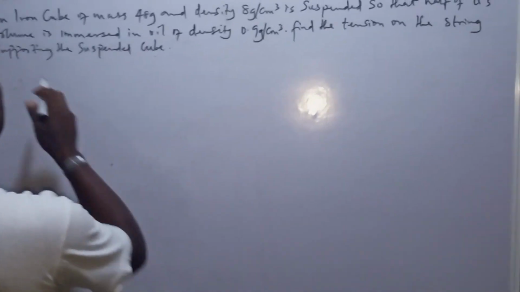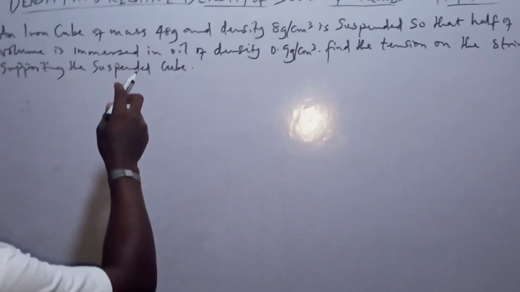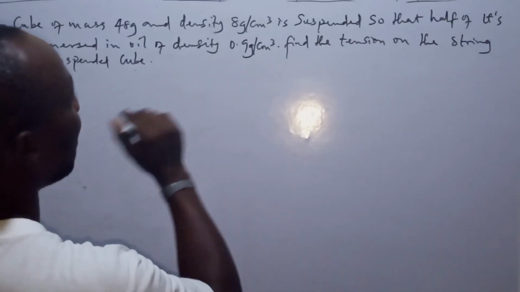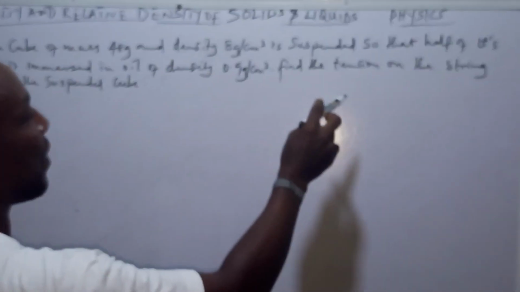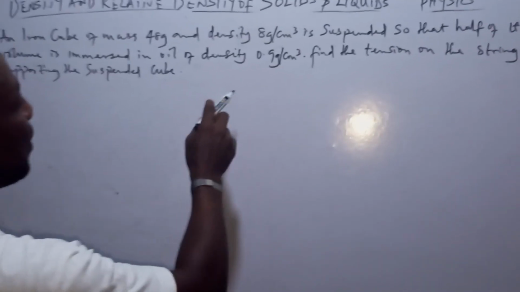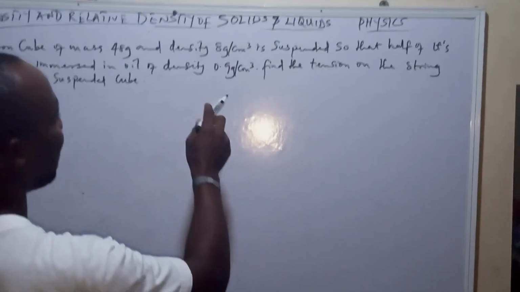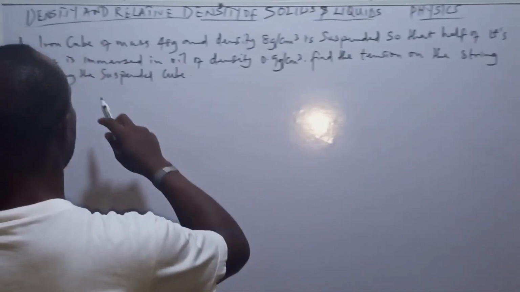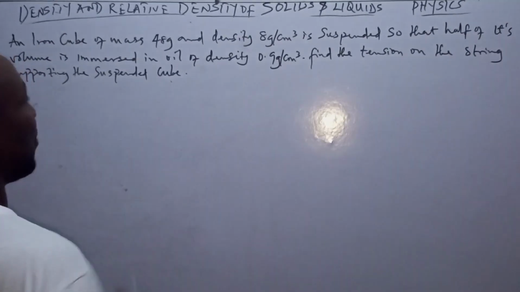We have here that an iron cube of mass 48 gram and density 8 gram per cm cube is suspended so that half of its volume is immersed in oil of density 0.9 gram per cm cube. Find the tension on the string supporting the suspended cube.